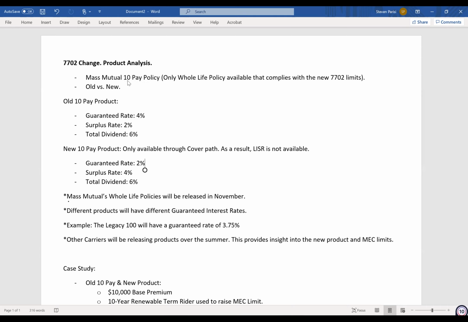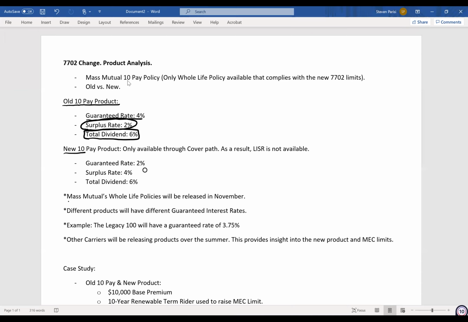To begin, if we look at MassMutual's old 10-pay product, which is still available through November of this year, we have a guaranteed cash value interest rate of 4%. The declared surplus rate for 2021 was 2%, which equates to a total dividend interest rate of 6%. That is with their present 10-pay product, the old product, based on the old MEC laws.